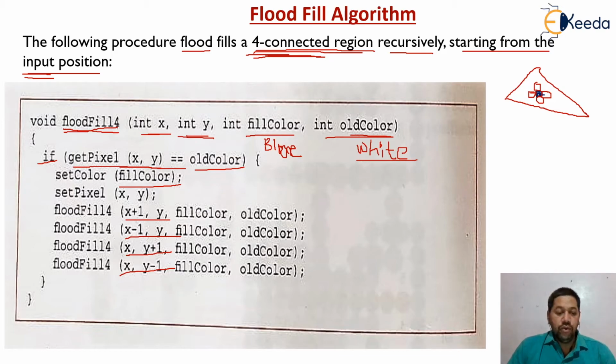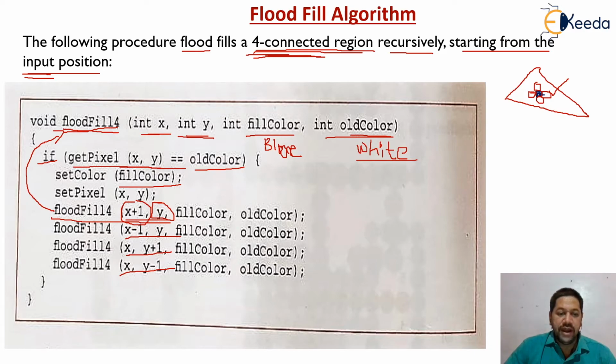Getting me? Now I call flood fill with x plus 1 comma y. Suppose this is my first recursive function call, so it calls the flood fill recursive function by passing x plus 1. Now my x plus 1 becomes x, and y stays as it is. So x plus 1 comma y is now my current pixel.